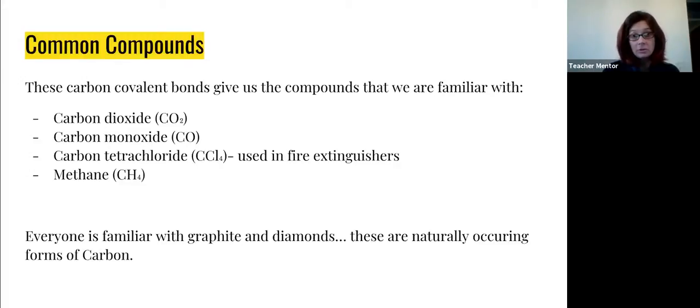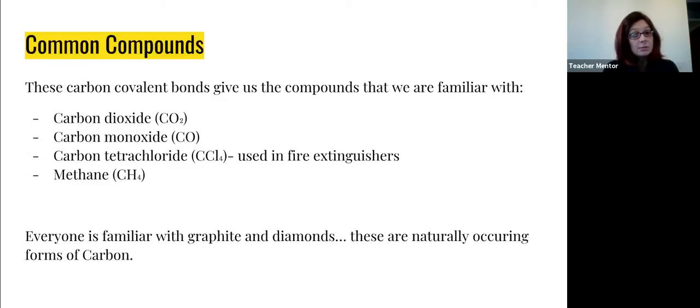We are familiar with carbon dioxide. We're familiar with carbon monoxide, one carbon atom and one oxygen atom. We should be familiar with carbon tetrachloride. We use that in the fire extinguishers that we should have. And then we are familiar with methane, one carbon atom bonded with 4 hydrogen atoms.